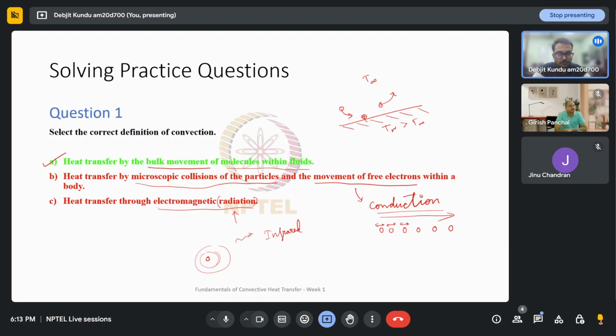So we will go through much more details of this throughout the course. So any questions on this so far? If not, we will move along.